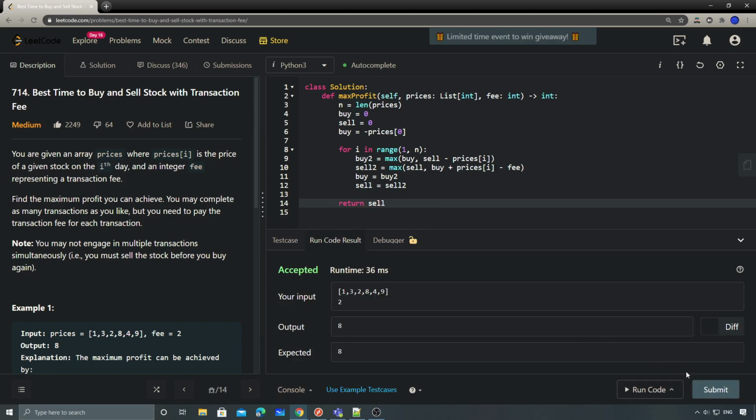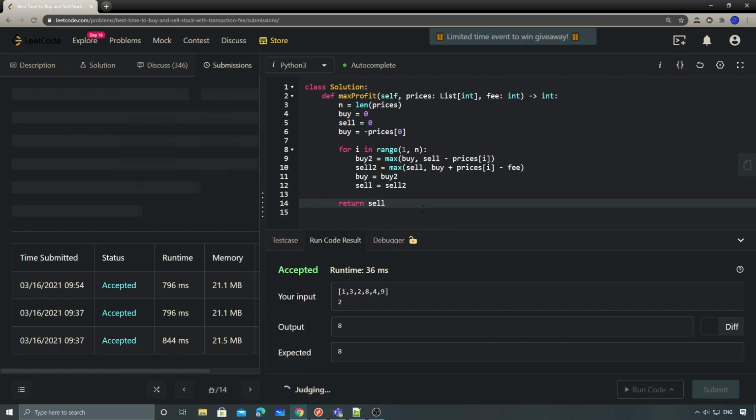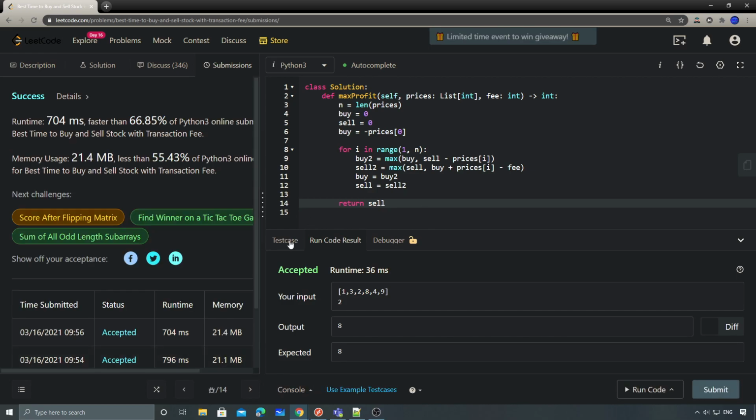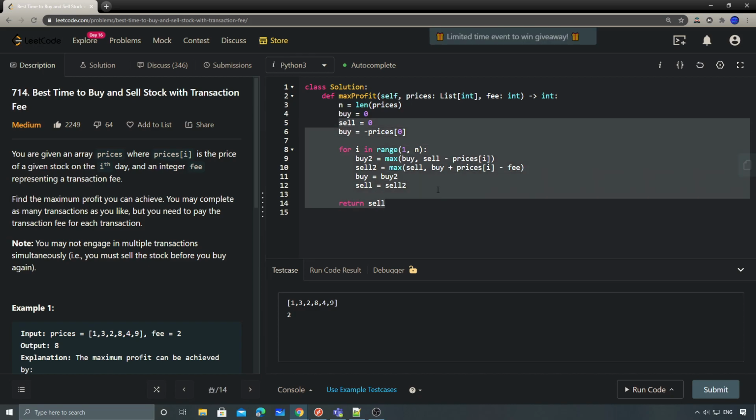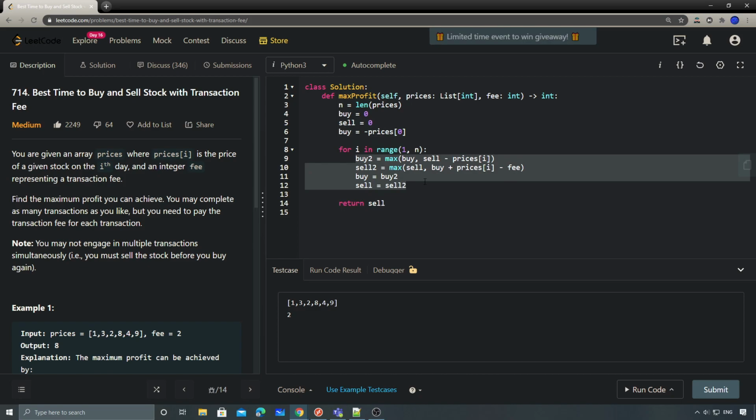If I run the code, yeah, it should also work, right? Yeah, basically that's a simple technique to decrease the dimension of the space complexity. Since all we need is the previous state, that's why I'm using these two other temporary values to calculate the current state, and then I rotate, right? Update the buy and sell in the end.